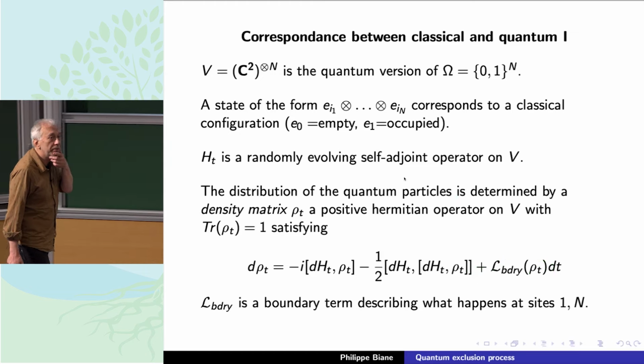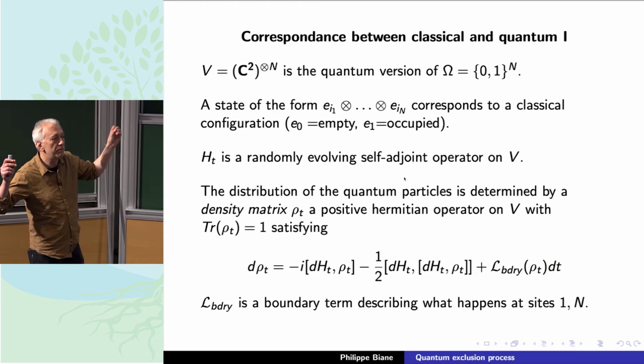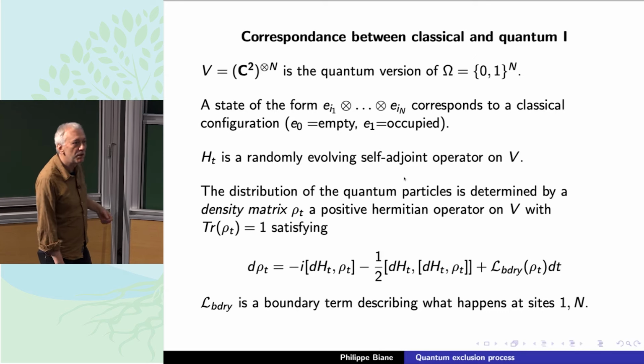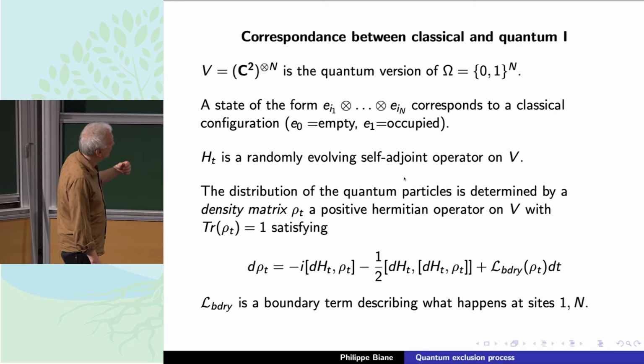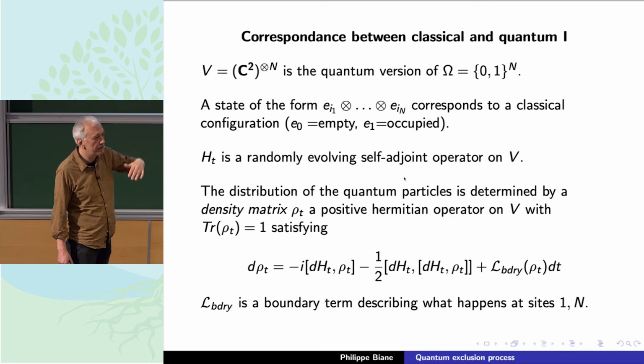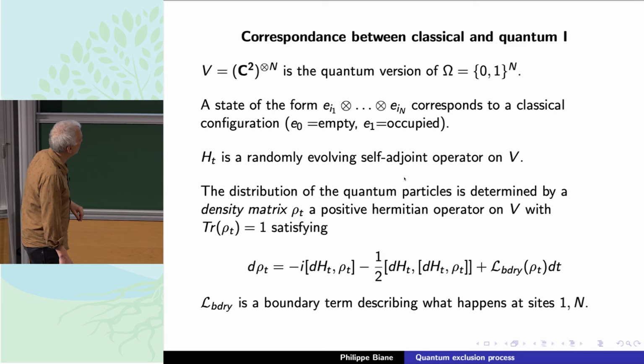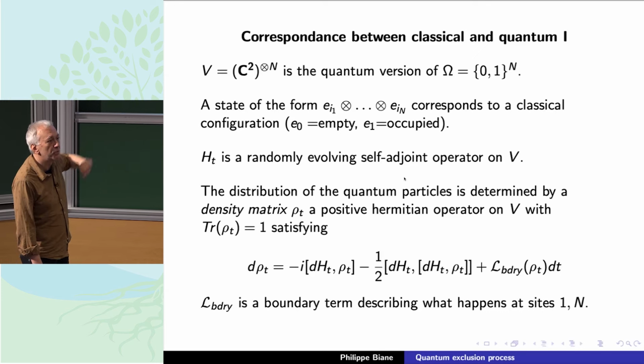This is a boundary term. These boundary terms tell you what happens at the boundaries on the left and on the right. I don't write it here, but there is a formula for implementing that. It tells you that some particles may enter or exit on the left or on the right. Okay, but you have to supply this, but it is essentially a linear term.